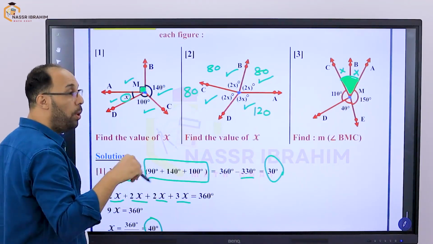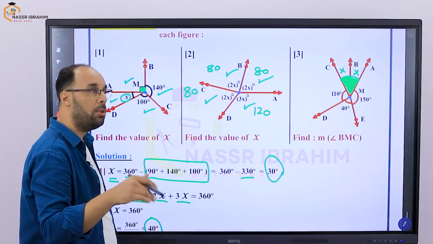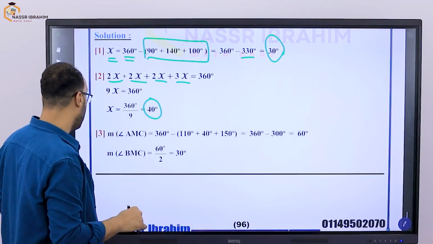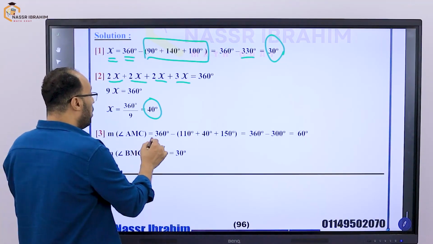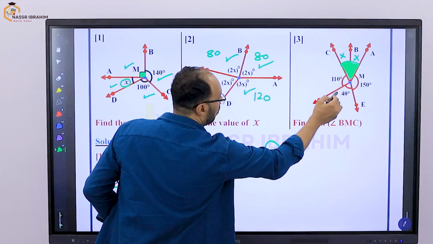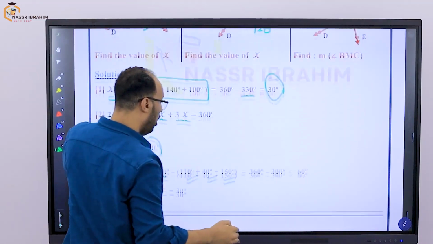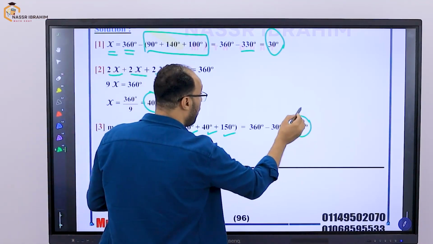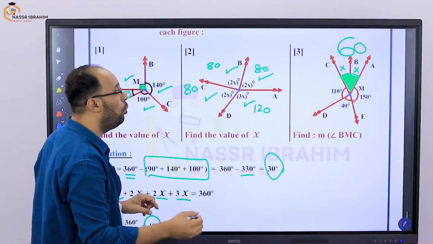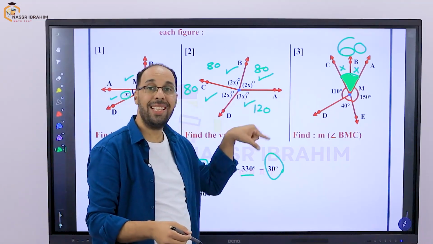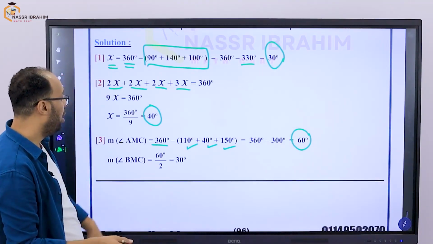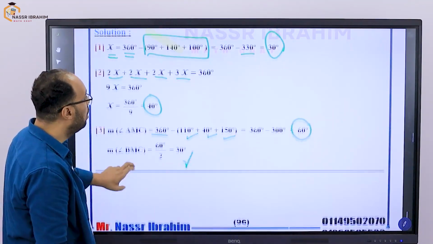When we get the measure of AMC, we will divide it by 2 to get each one of the smaller angles. It equals 360 minus 110, 40, 150. Where is 110, 150, 40? Okay, the measure will be 60. 60 goes to the whole angle. If you want to know the measure of angle AMB or CMB, you will divide it by 2. 60 by 2 will be 30, as written here.